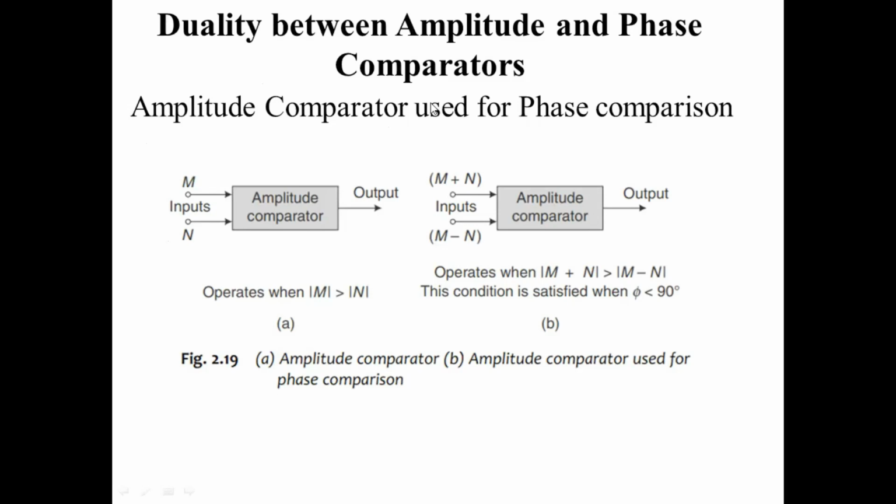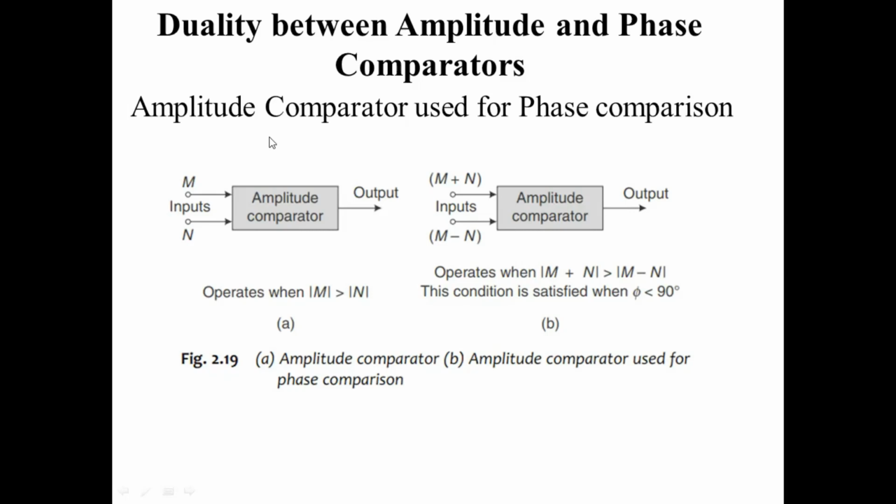In that slide, the second point is the amplitude comparator used for phase comparison. What is the concept? How is the amplitude comparator used for phase comparison? Because the definition says the amplitude comparator only compares amplitude irrespective of phase, and the phase comparator only compares phase irrespective of amplitude. But with the duality between amplitude and phase comparator, this technique is used for both amplitude as well as phase comparison.